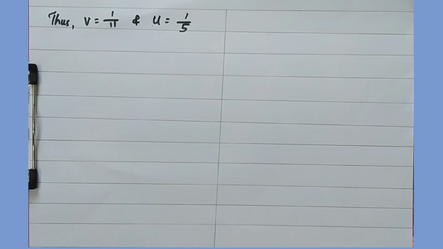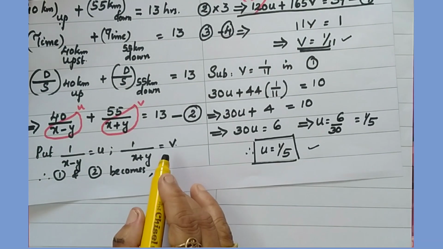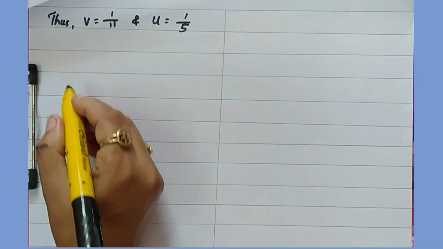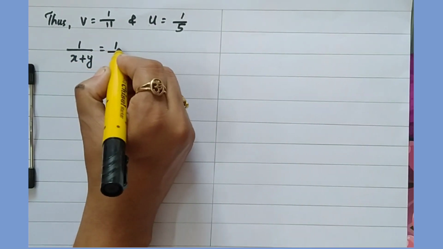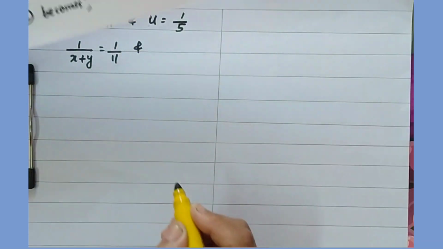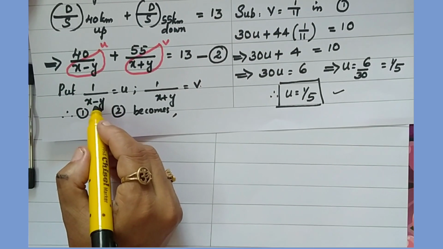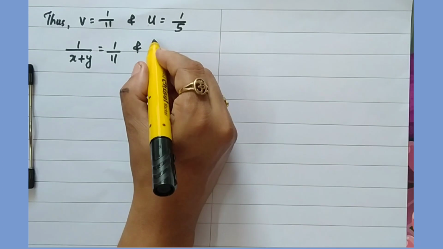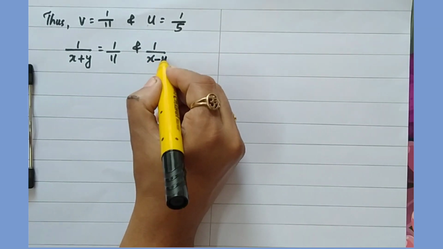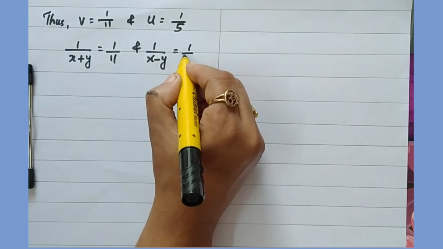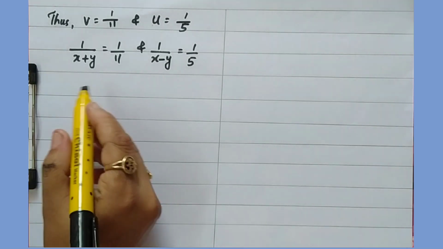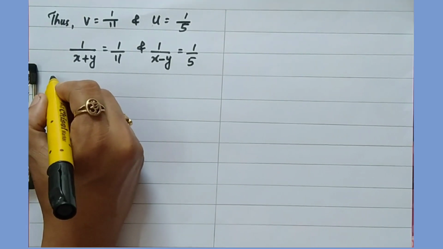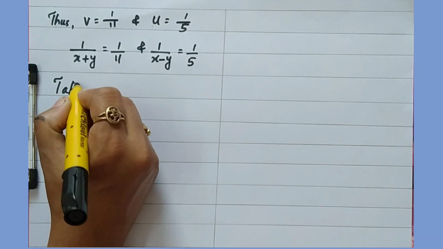But try to remember what is v. v means 1 by x plus y. So 1 by x plus y equals 1 by 11. And what is u? u is 1 by x minus y. So 1 by x minus y equals 1 by 5. Now you need to solve to get the values of x and y. I am going to take the reciprocal on both sides.